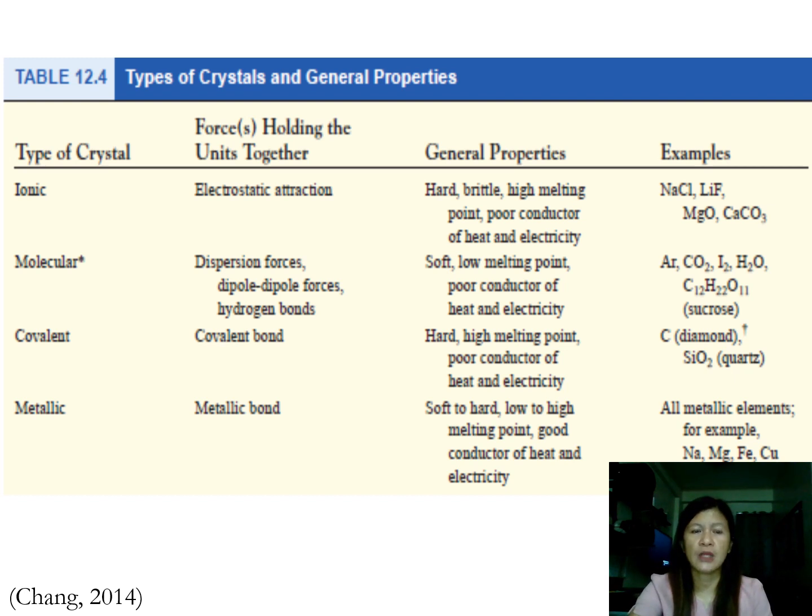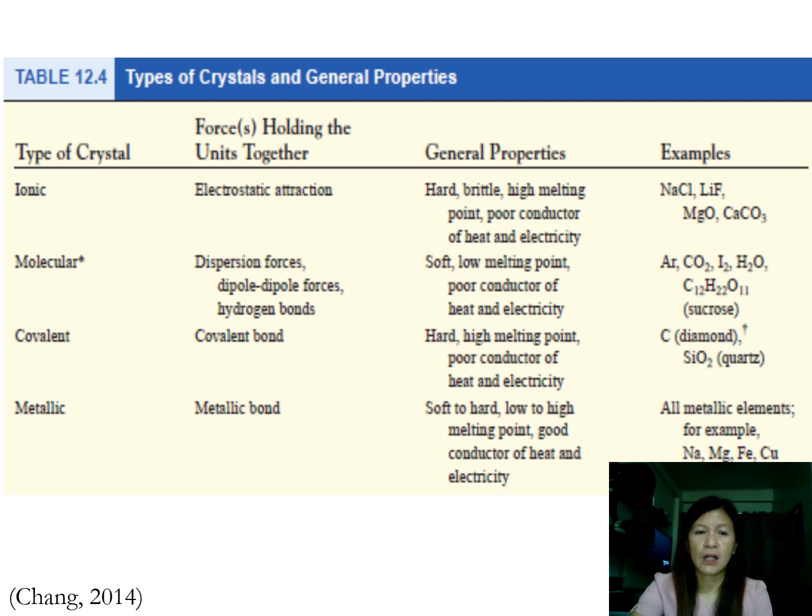Another group of crystals are the molecular crystals. Examples are solid argon, solid carbon dioxide, iodine crystals, solid ice, and sugar. The forces holding them together are dispersion forces, dipole-dipole, and hydrogen bonds. General properties include they are soft and have a low melting point, because of weaker attraction when compared to ionic. Ionic has strong electrostatic attraction. Molecular has weaker IMF. That's why they have lower melting points than ionic crystals.